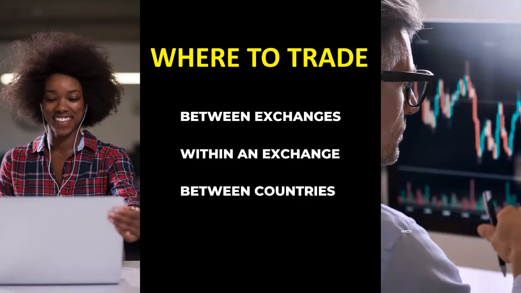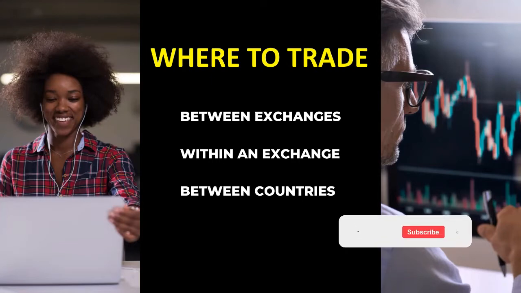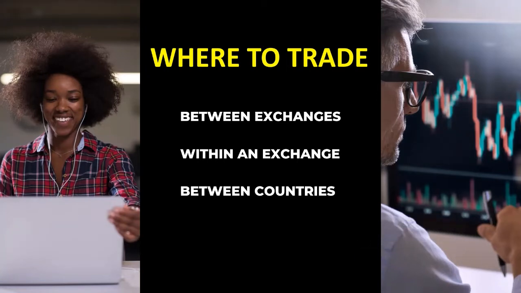Between countries doesn't mean that you have to travel from one country to another. What it simply means is that you can do it within different countries' exchanges. You buy in Naira, you sell in cedis, and then you return back to dollar and stuff like that. I will share all of this when I look at the practical.